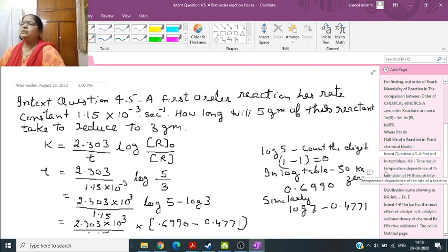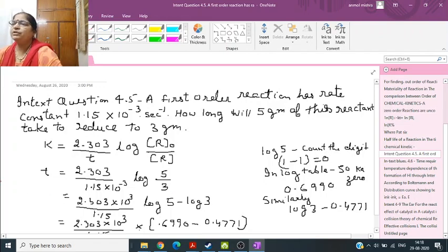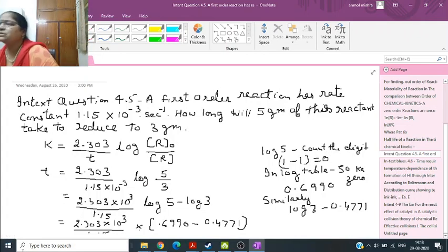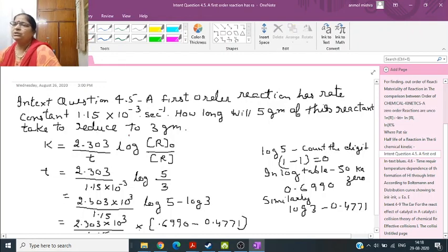Now we will solve few numericals about the first order reaction. This is the in-text question 4.5. In this you will see that a first order reaction has rate constant 1.15 into 10 to the power minus 3 per second. How long will 5 gram of this reactant take to reduce to 3 grams? So here you should keep in mind this type of numericals are asked in board also, and here the initial concentration was 5 grams and it is reduced to 3 grams.